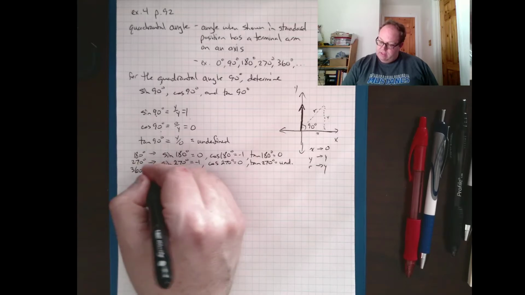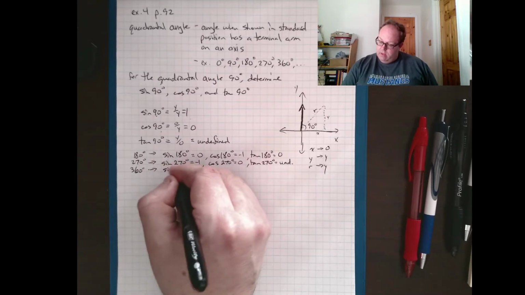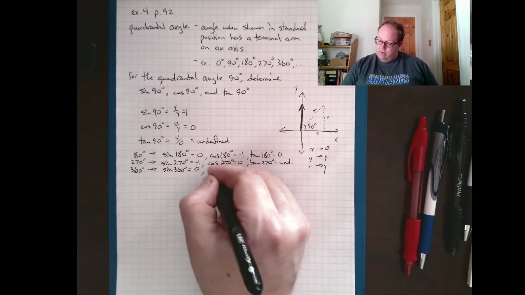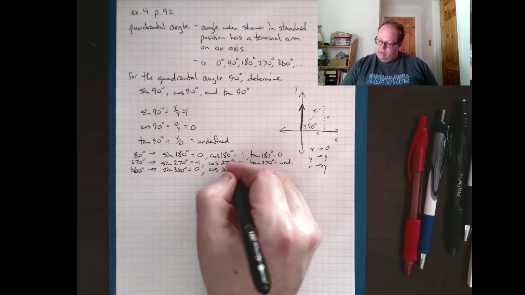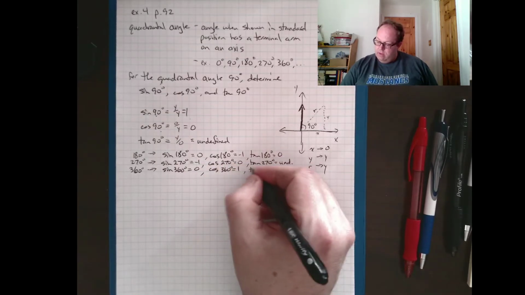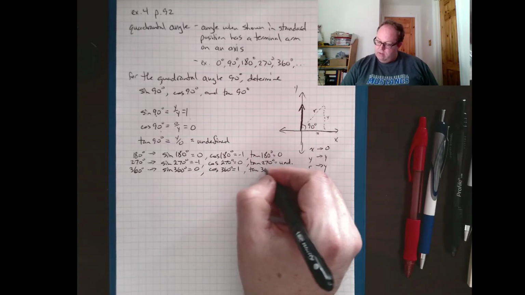And at 360, sine is 0, cosine is 1, and tangent is 0.